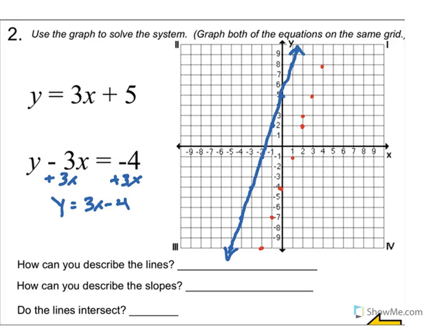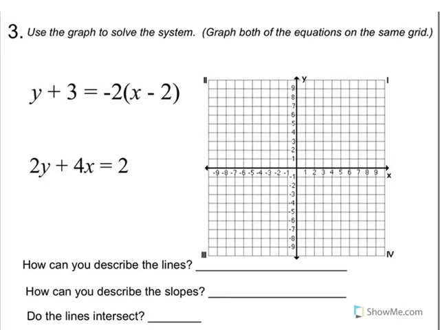You might notice that these lines happen to be parallel. So remember that if they're parallel, they have the same slopes. And do these lines intersect? No. So we would say this has no solution.